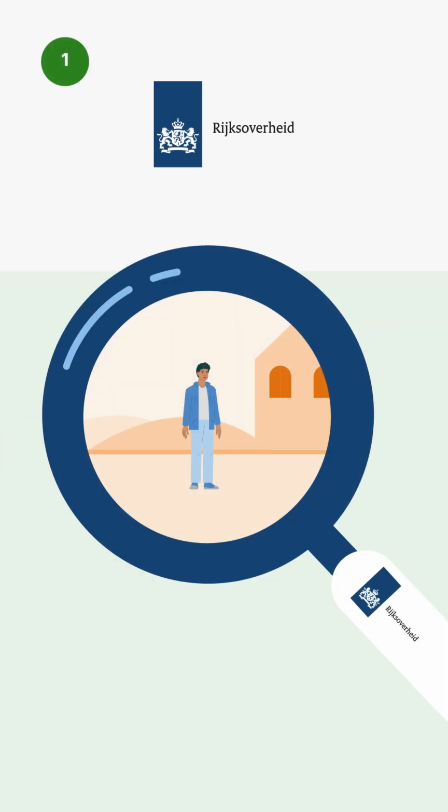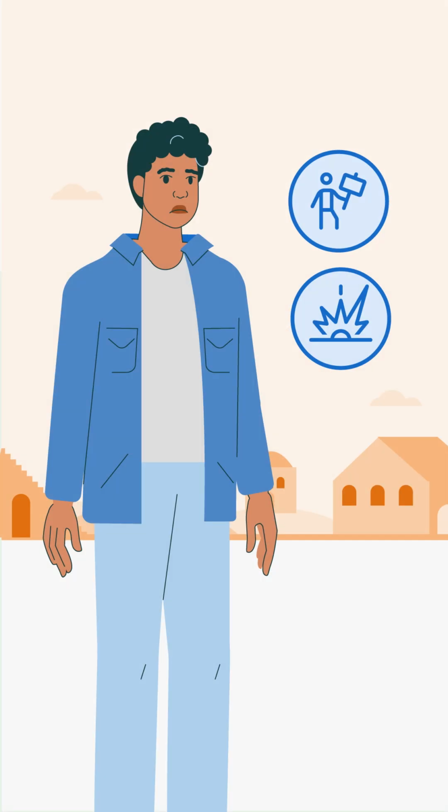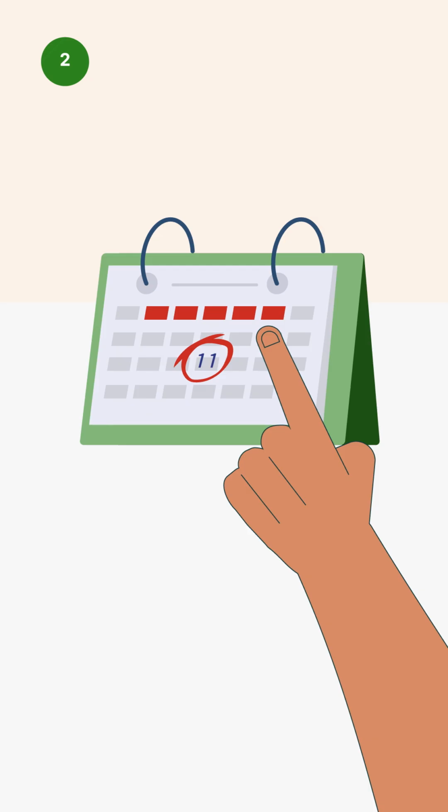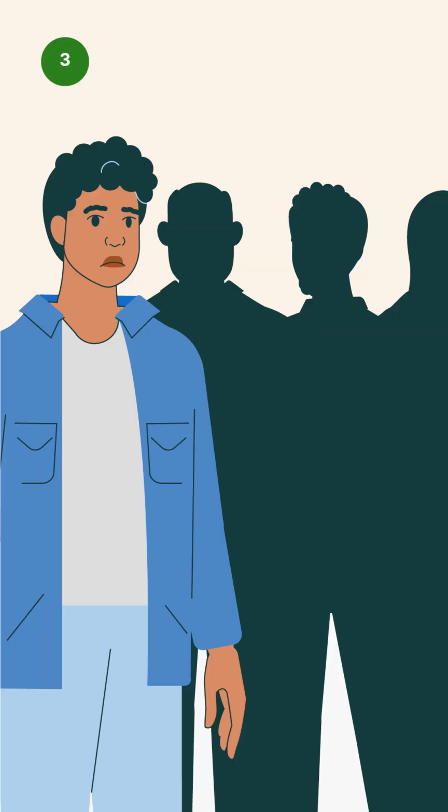1. Why are you personally at risk in your country of origin? For example, your religion, political activities, your origins or other reasons. 2. What happened just before you fled? 3. Who or what are you afraid of if you have to go back to your country?